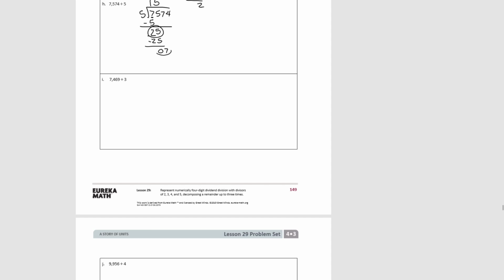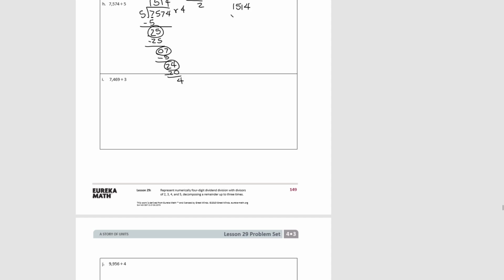We have 7 tens. We can put 1 in each group using 5 tens, leaving us 2, which will decompose into 20 ones and add to the 4 ones that are already there. We could put 4 in each group and use 20 ones with a remainder of 4. We can't divide the 4 remainder into 5 groups, so it's our remainder, our leftovers.